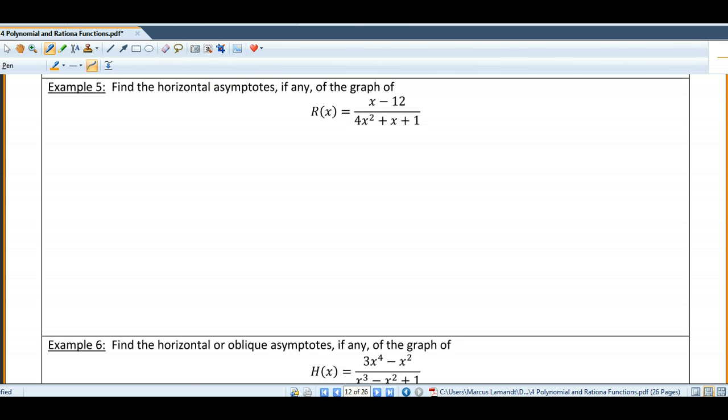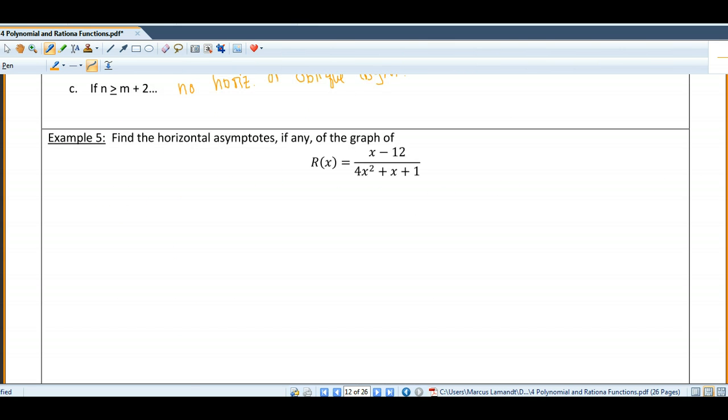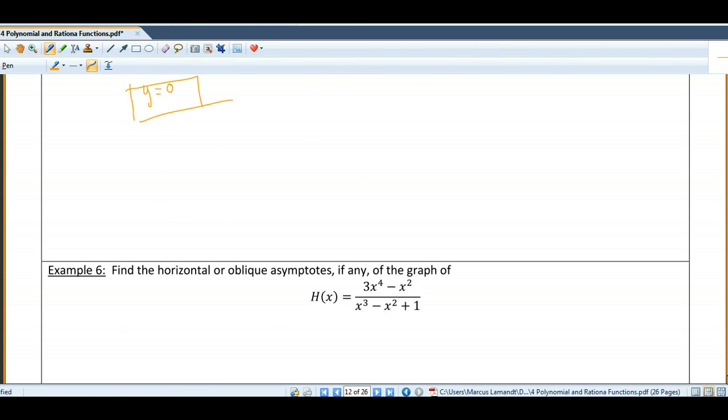Alright, find the horizontal asymptotes, if any, of this graph. Okay, so as you can see, the degree of the top is 1, the degree of the bottom is 2. So in this case, m is bigger than n. The degree of the top is smaller than the degree of the bottom, so it is proper. So y equals 0 is the horizontal asymptote. All done. Don't know why I gave you so much space. I think I gave you space just in case you wanted to graph it out and see graphically how that is.